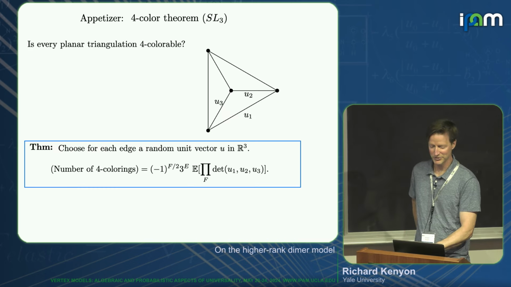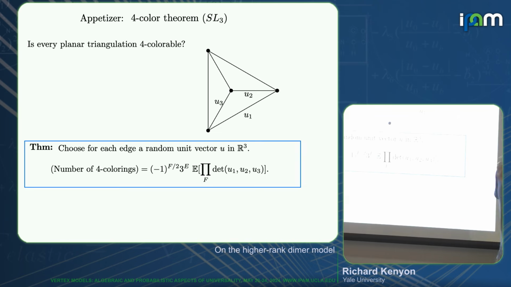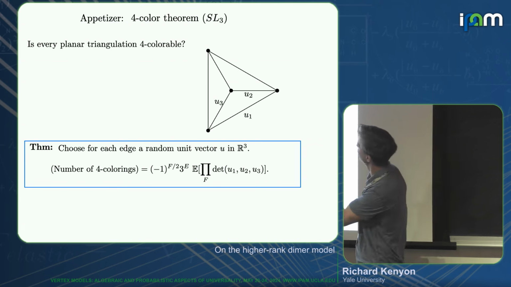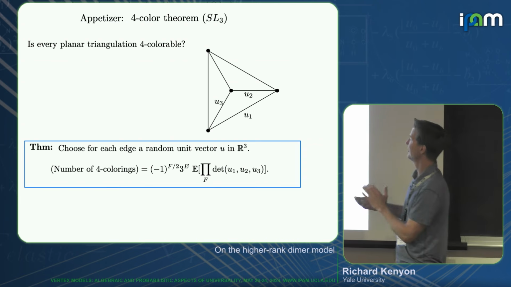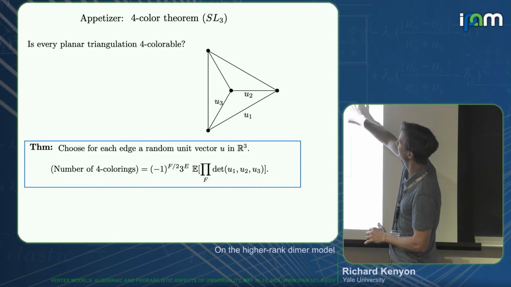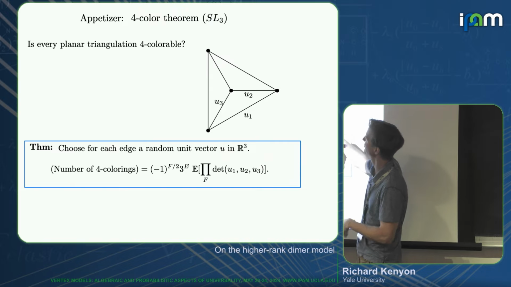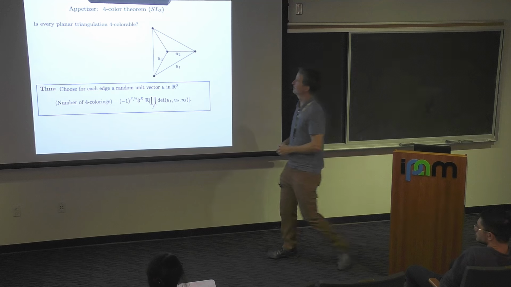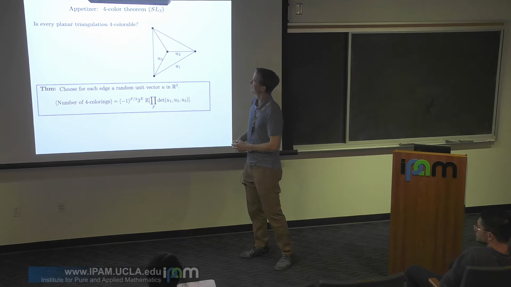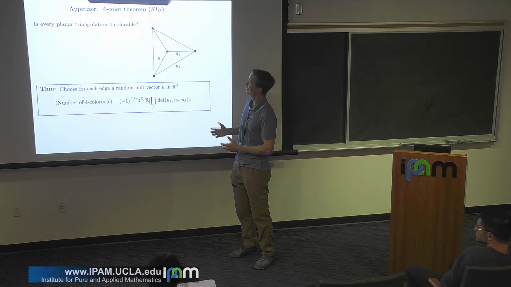Okay, and I thought I would start with a little appetizer, which is about the four-color theorem. This has to do with SL3, and I may explain why a little bit. Here's a little, so you take a planar triangulation, and you want to find a four-coloring, right? So coloring the vertices with four colors, so that no two adjacent vertices have the same color, right? Famous theorem. Nobody has a short proof. Here's a small result about that theorem.